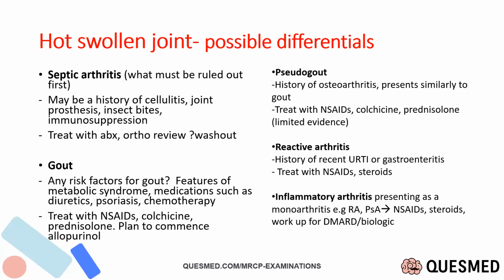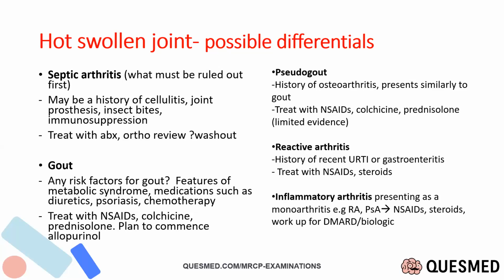Then other common things are gout. You can get a monoarthritis, so you want to look for the risk factors in the history. So have they got heart failure? Have they got a metabolic syndrome going on? Are they on diuretic therapy? Or is there increased cell turnover with psoriasis or chemotherapy that would increase your uric acid? And then the treatment for that would be your non-steroidal anti-inflammatories, colchicine or prednisolone in the first acute phase, and then with a plan to commence allopurinol.